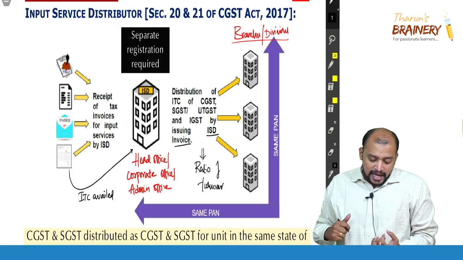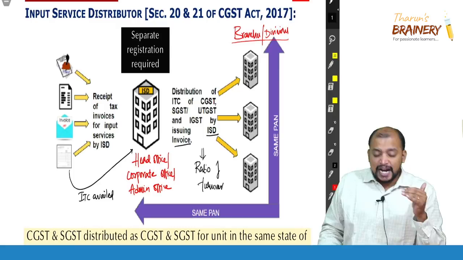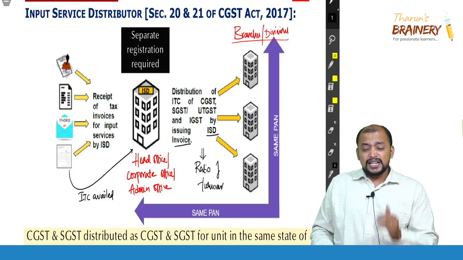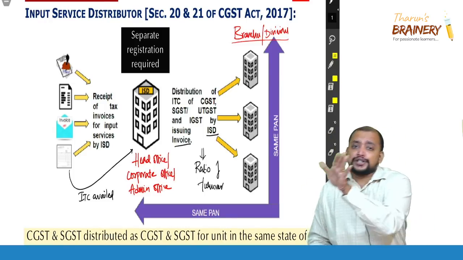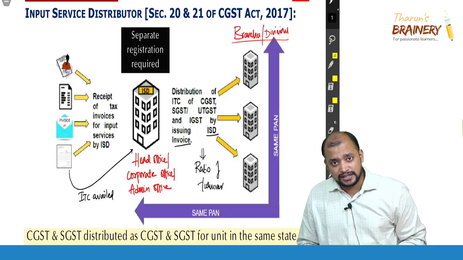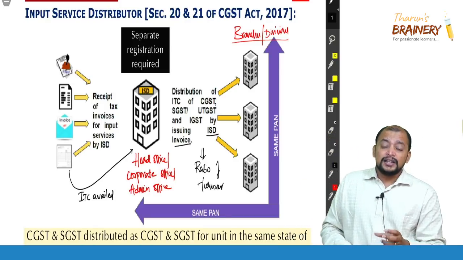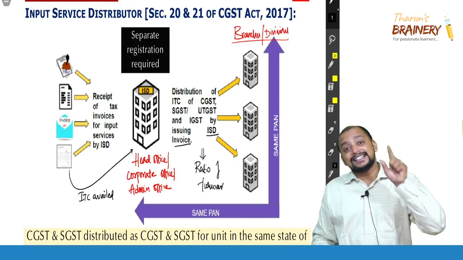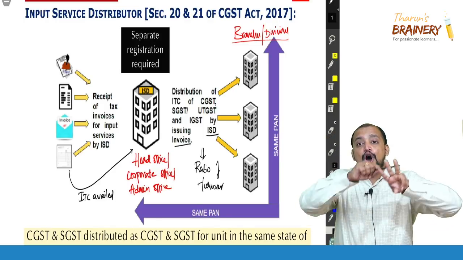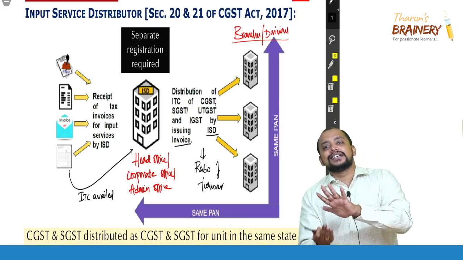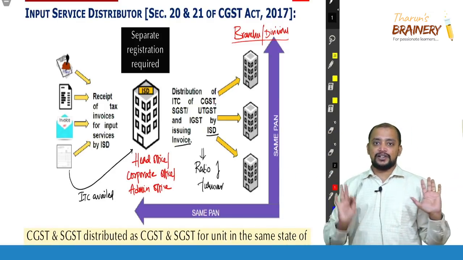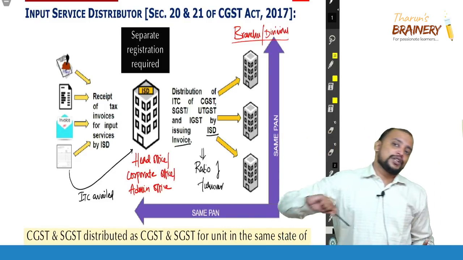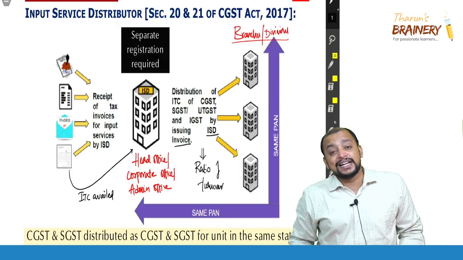Now, here sir, I have a doubt. If the head office is in Tamil Nadu, and the branch is also in Tamil Nadu, not an issue. CGST will be distributed as CGST, SGST will be distributed as SGST, IGST will be distributed as IGST. But when the branch is in, say, Andhra Pradesh, and the head office is in Tamil Nadu, how will the credit be distributed? CGST, SGST, IGST, all three will be converted to IGST and distributed as IGST. Got it? So, CGST credit and SGST credit is distributed as what credit? IGST credit. So, the branch in Andhra Pradesh will be taking it as IGST credit.